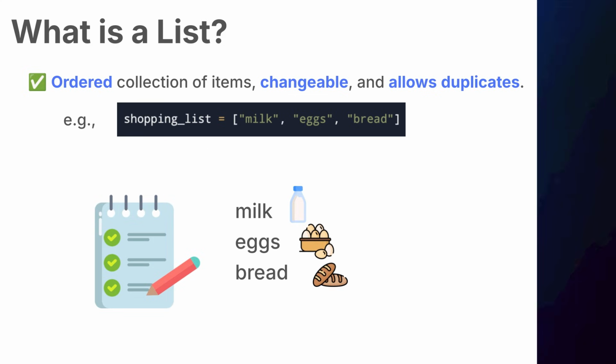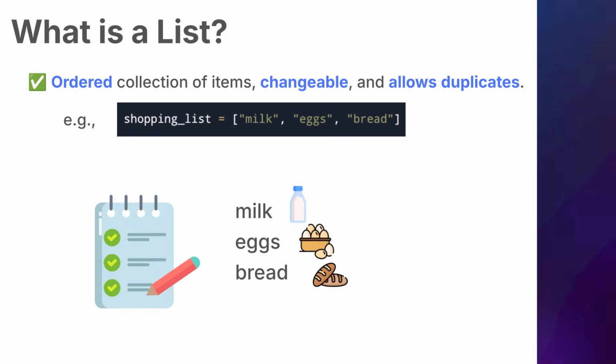Why is a list useful? Because you can store many values in one place. You can access them by their position or index. You can add, remove, or change items anytime.